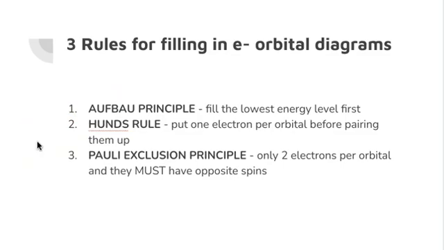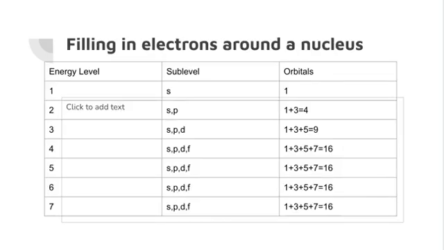Then the third rule for filling is called the Pauli exclusion principle. And that says you can only put 2 electrons per orbital and they will have opposite spin. Okay? So, the next slide is a little confusing, but I think once we go through the rest of the notes, you'll be able to come back to this and it'll make a little more sense.